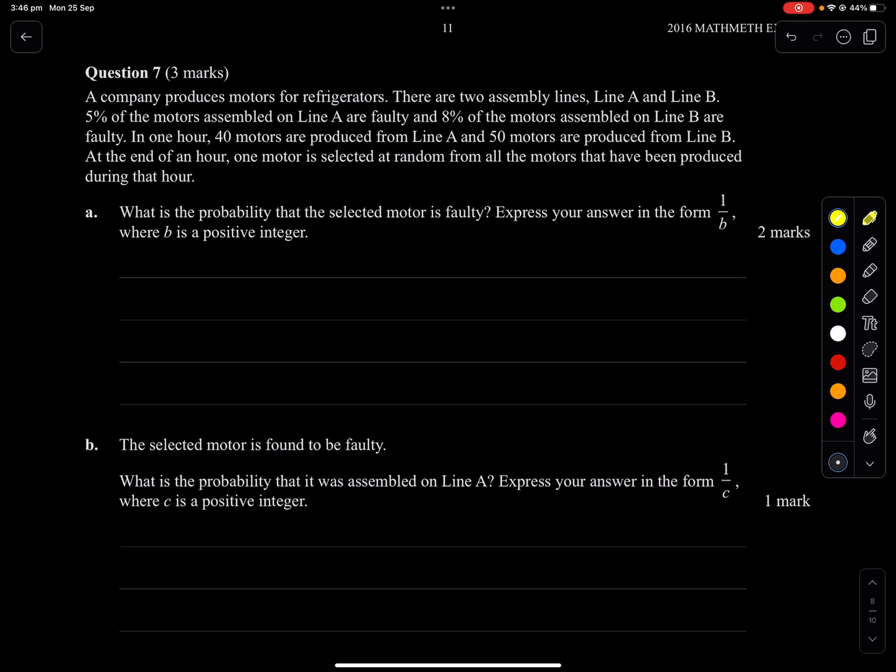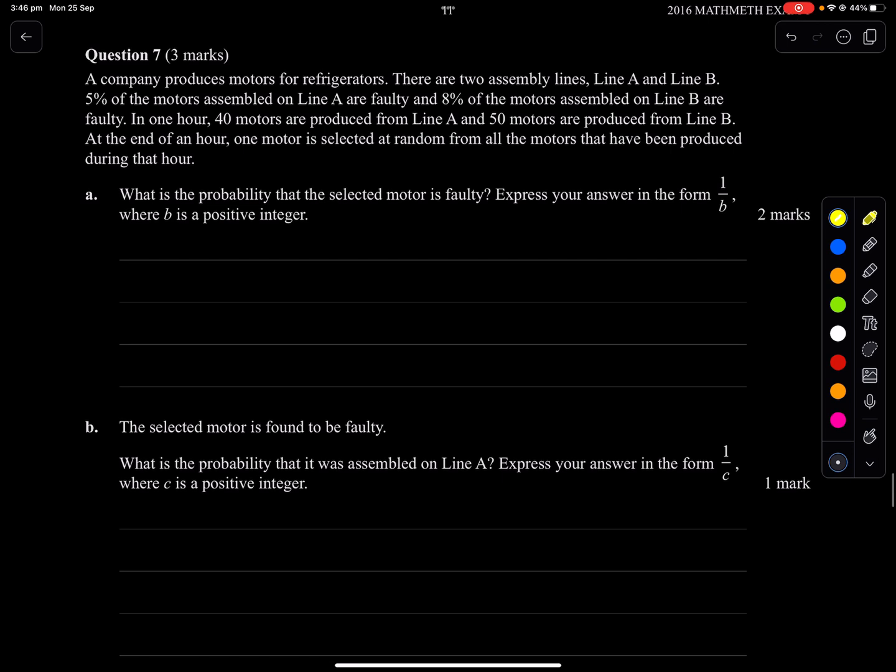Question 7. A company produces motors for refrigerators. There are 2 assembly lines, line A and line B. 5% of the motors assembled on line A are faulty, and 8% of the motors assembled on line B are faulty. In 1 hour, 40 motors are produced from line A and 50 motors are produced from line B. At the end of the hour, 1 motor is selected at random from all the motors that have been produced during that hour. What is the probability that a selected motor is faulty? Express your answer in this form.